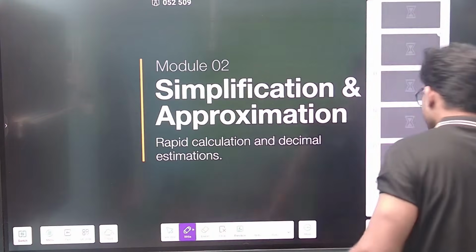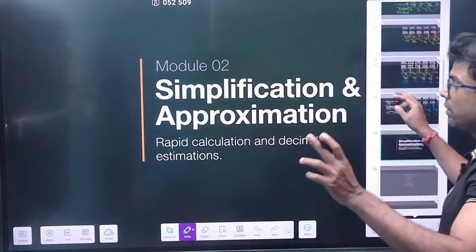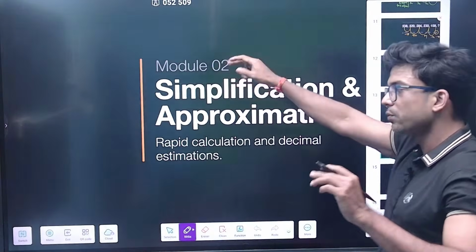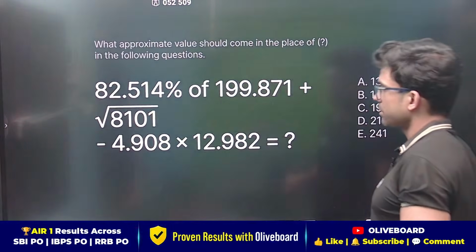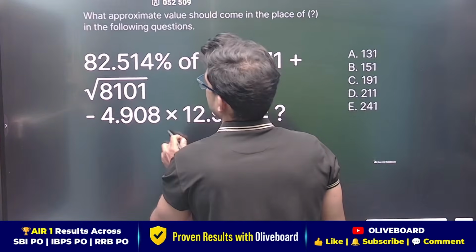Okay. So as you are seeing, I'm not sticking to only one section. We are going for module 2, which is simplification and approximation. So you have this question, guys. Come on, let's solve.